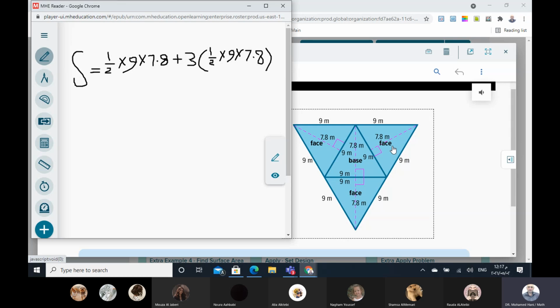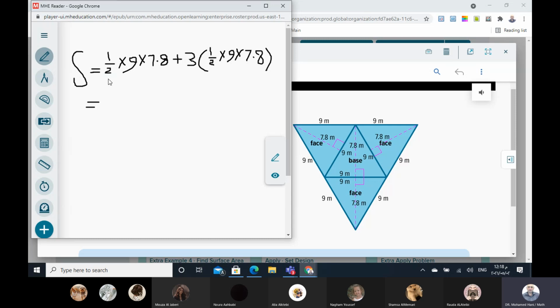Here we have a special case. The area of the lateral face is the same as the area of the base. So here we can directly write 4 times the area of the base. 4 times the area of the base. Or we can do it like this. Now here we want to multiply 9 times 7.8, then divide by 2.